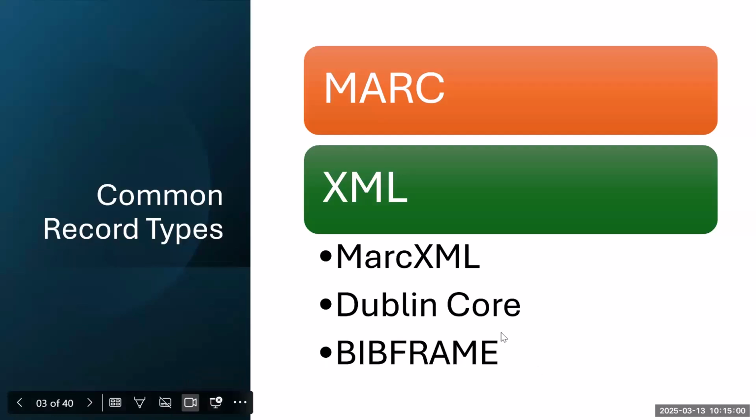Gonna need that. Okay. So common record types that we're using are basically MARC and XML. And in particular, XML I thought I'd discuss a little bit more in depth because we end up using MARCXML, Dublin Core, and BibFrame.